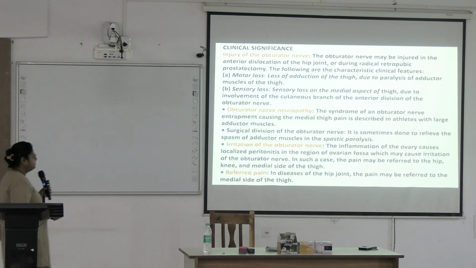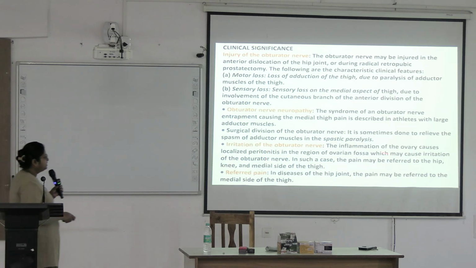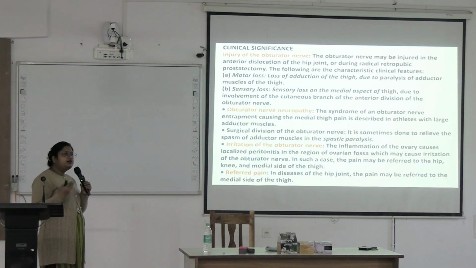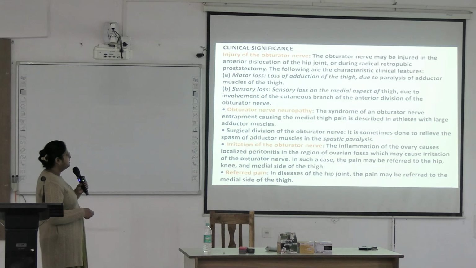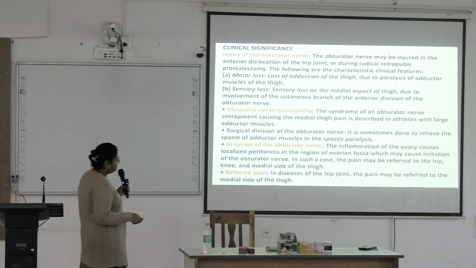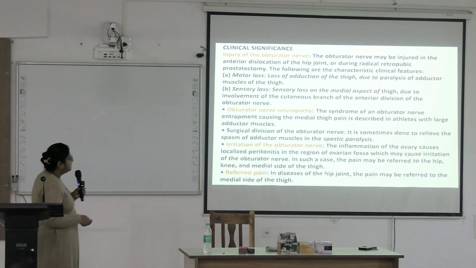Next is irritation of the obturator nerve. Inflammation of the ovary causes localized peritonitis in the region of the ovarian fossa, which may cause irritation of the obturator nerve. This obturator nerve is in close relation with the ovarian fossa. That's why it leads to irritation of the nerve in case of inflammation, and in such a case the pain may be referred to the hip, knee and medial side of the thigh.